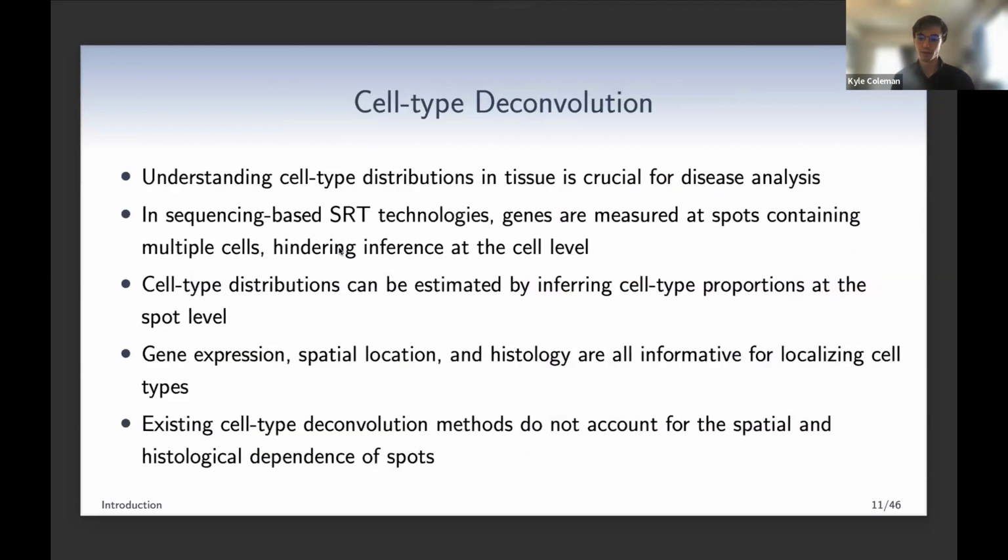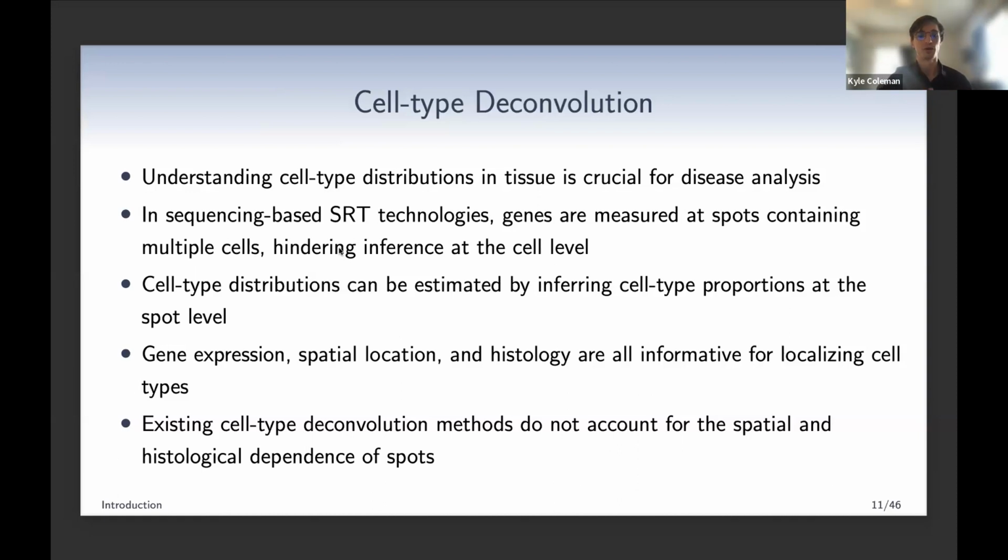As I mentioned, the problem with single cell RNA sequencing and single cell multimodal omics is that they lack any sort of spatial information, which is problematic because understanding cell type distributions is crucial for disease analysis. And in sequencing-based SRT technologies, even though we have that spatial information, genes are measured at spots containing multiple cells, which hinders inference at the cell level. So we can't just use a typical single cell clustering algorithm or cell type annotation algorithm to assign each spot to a specific cell, because each spot can contain multiple cells of different types.